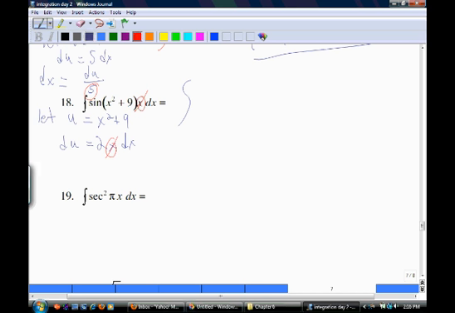Then I get sine u du. What happened to the x? Oh yeah, it fell away. So when I take the integral of this, I get 1/2 times the integral of sine is negative cos. U was x squared plus 9 plus c.